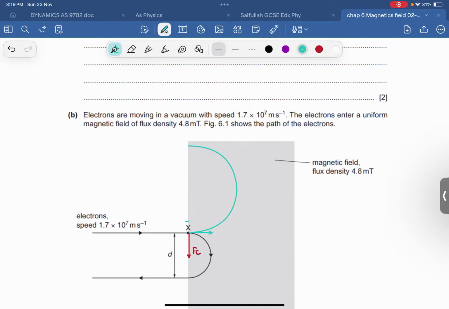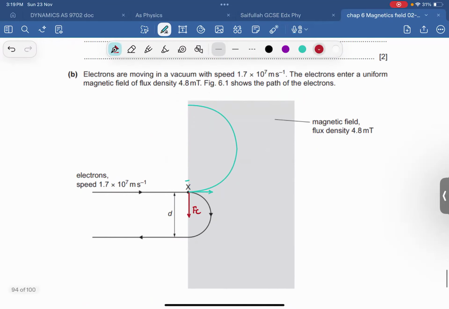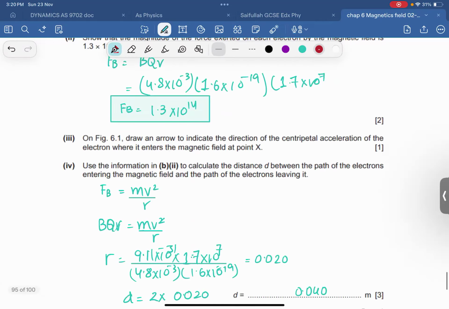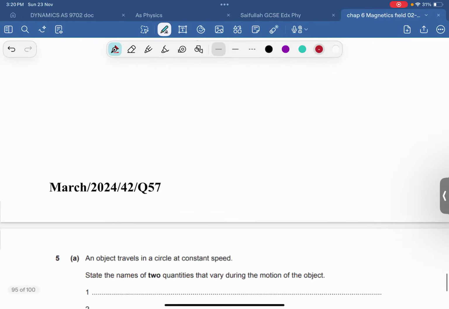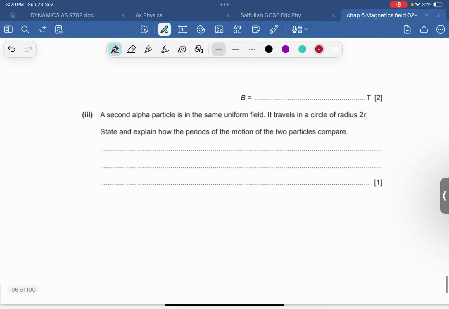So basically, this would be the path of the positron, okay? Yep, that's it.